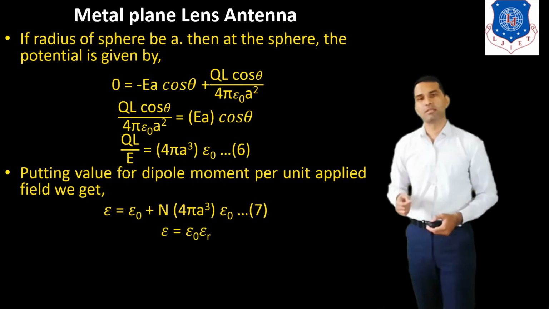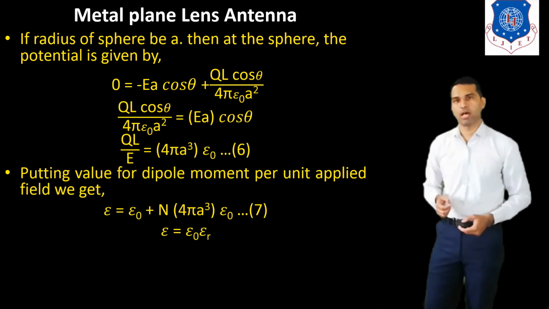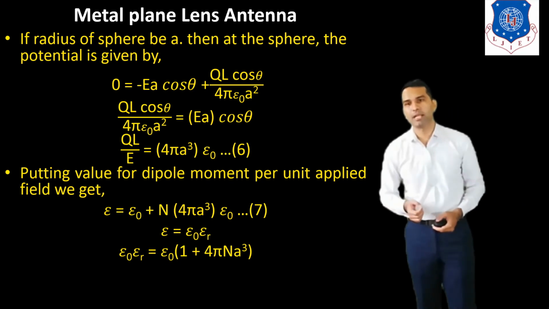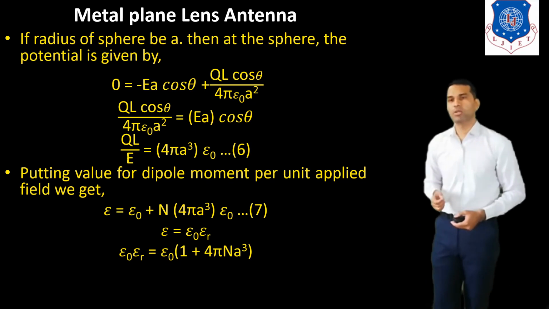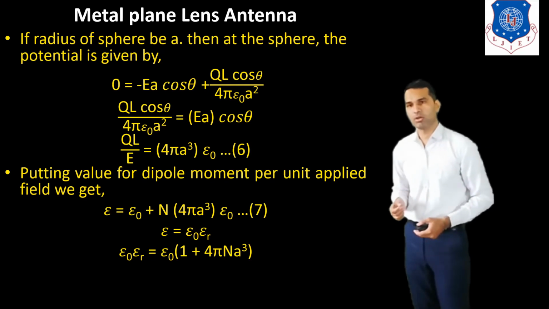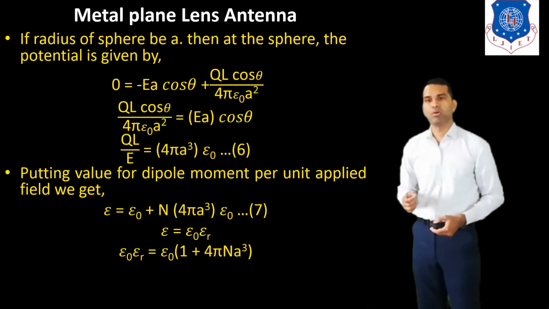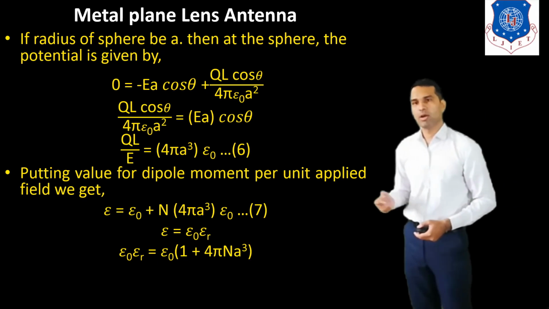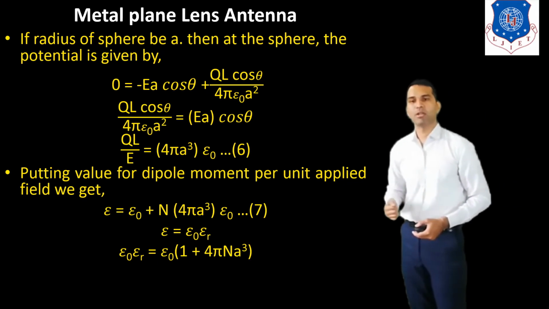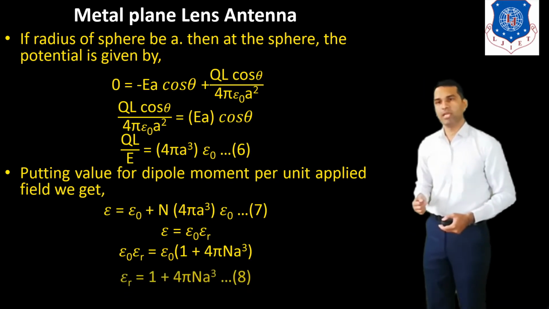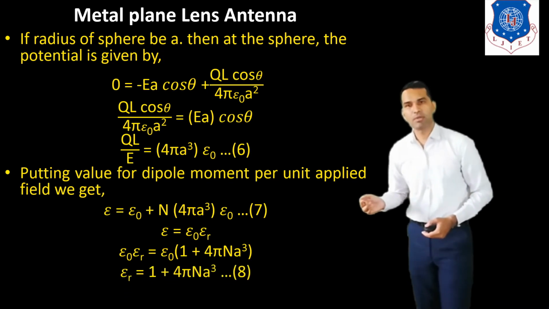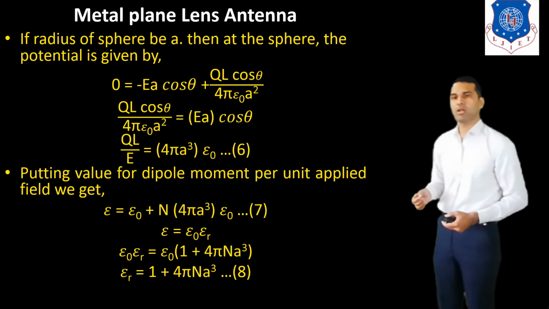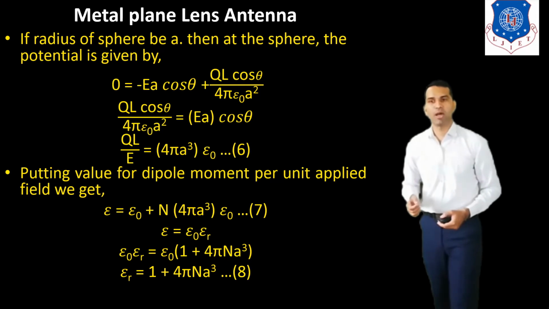Here epsilon is nothing but epsilon 0 into epsilon r. We know that, so we use this property. Instead of epsilon, we put epsilon 0 into epsilon r equals epsilon 0 times 1 plus 4 pi N a cube. We have taken epsilon 0 common from the right hand side. So epsilon 0 on the left hand side and epsilon 0 on the right hand side cancel, and we get epsilon r equals 1 plus 4 pi N a cube.